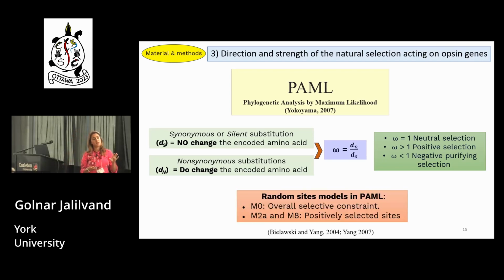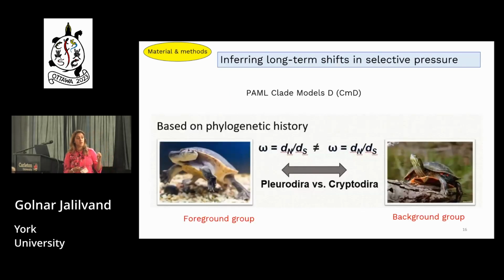I specifically use random site models, M0 to test for overall selective constraint, and M2A and M8 to test for positively selected sites. We also use the Clade model to infer long-term shifts between these two distinct lineages.